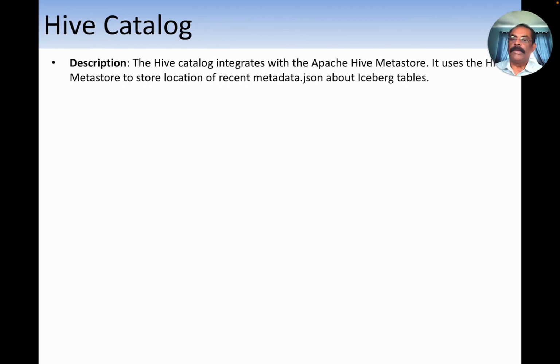So the Hive catalog integrates with the Hive Metastore, and it uses the Hive Metastore to store the location of the most recent metadata JSON about the Iceberg table. So again, in the Iceberg domain, the catalog manages only the most recent metadata JSON information in the database. The rest is on the disk.